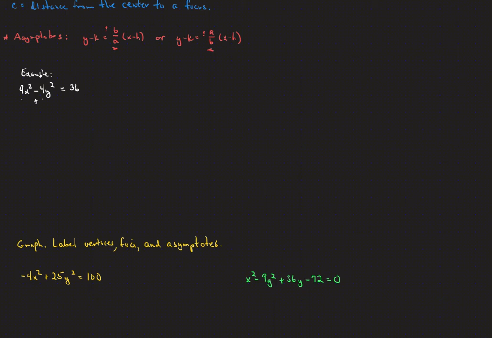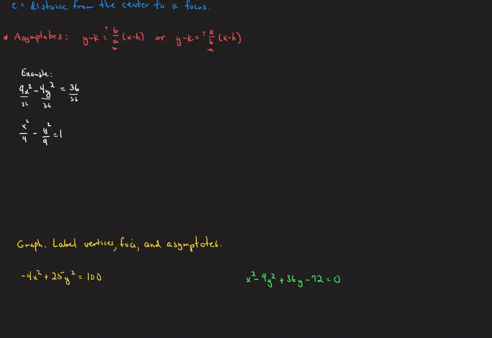If the coefficients were the same number and the same sign, that would be a circle. If they were different numbers, but there was a plus, they were the same sign, that would be an ellipse. And if we have an x squared and a y squared, and they are different signs, like we see here, that will make it a hyperbola. So we're going to divide everything by 36. And so that's going to become x squared over 4 minus y squared over 9 is equal to 1.